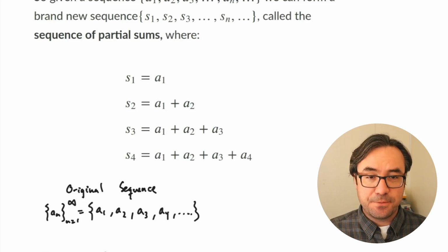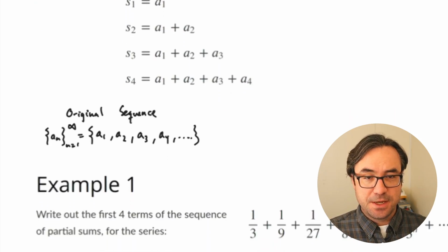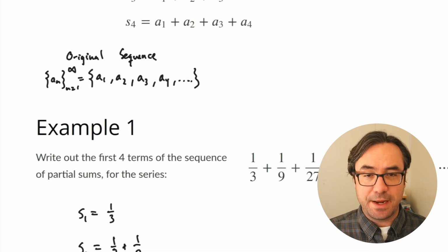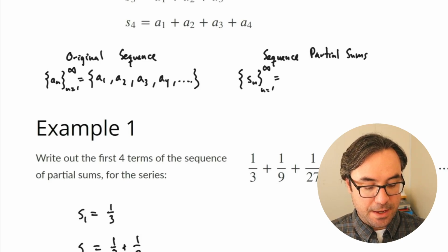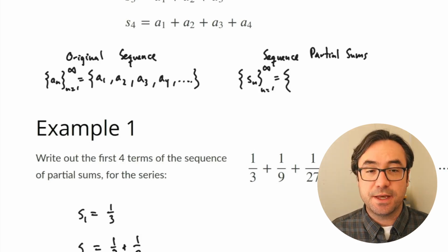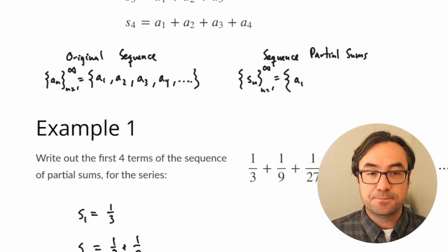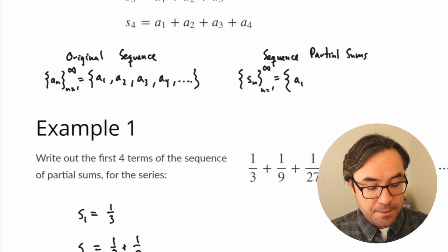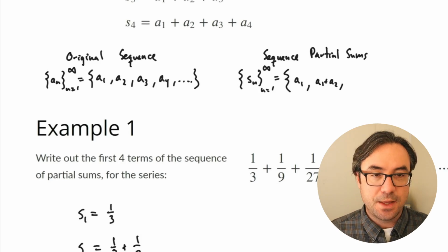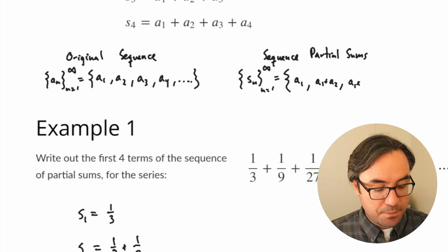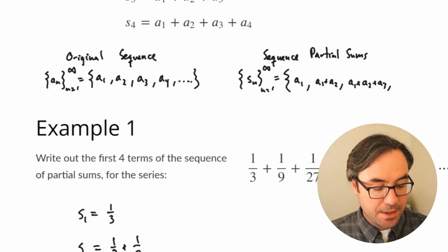But then we also have our sequence of partial sums. This is a brand new sequence that we're forming. We'll call this one s sub n. If we were to write out the first few terms for this, the very first term would be a1, just the first term of our original sequence. But then the second term of this brand new sequence would be a1 plus a2. And then the third term would be a1 plus a2 plus a3, and so on.